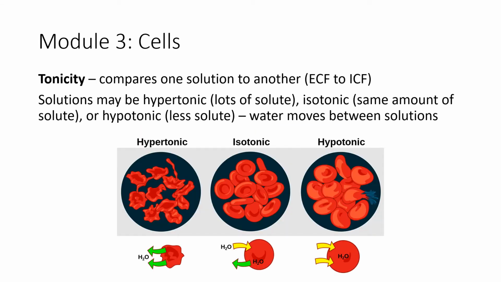And this brings us to the concept of tonicity. We talked about osmolarity, and tonicity is similar because tonicity compares one solution to another. A lot of times we're going to be comparing extracellular fluid to intracellular fluid. Now, a solution may be hypertonic, which means it has lots of solute in it. It could be isotonic, which means that the amount of solute is the same when you're comparing two solutions. Or it could be hypotonic, where the solution has less solute than one you're comparing it to.